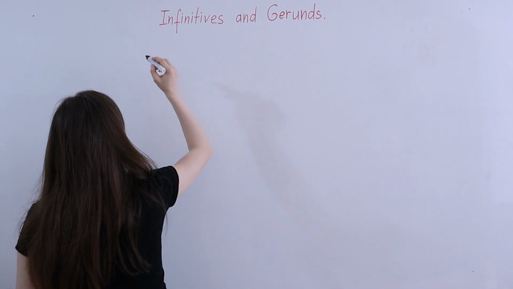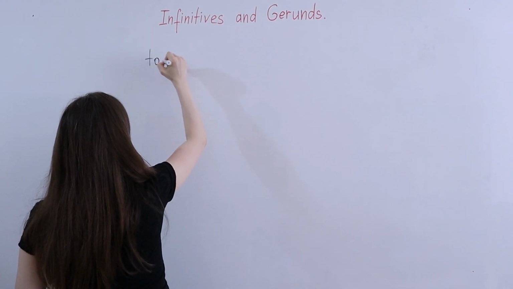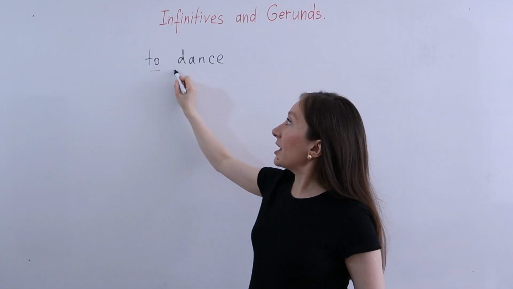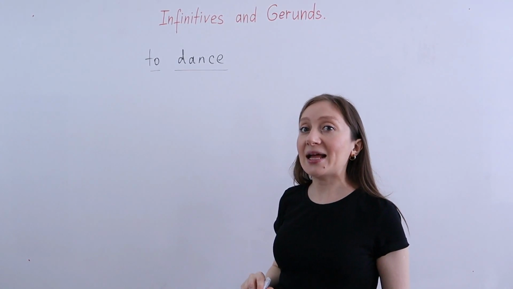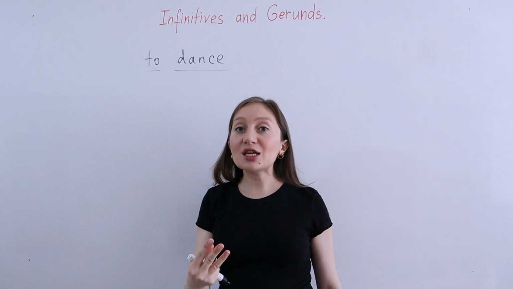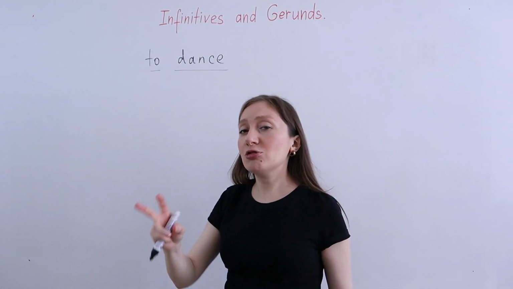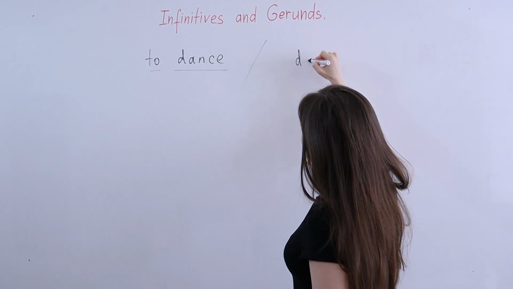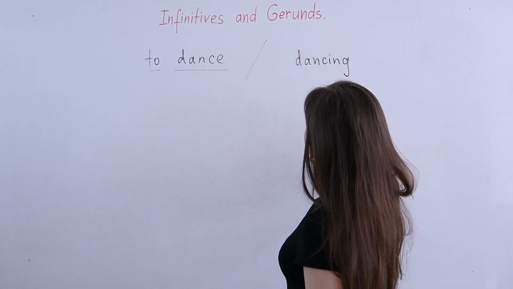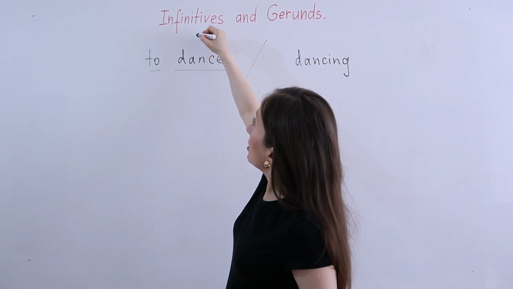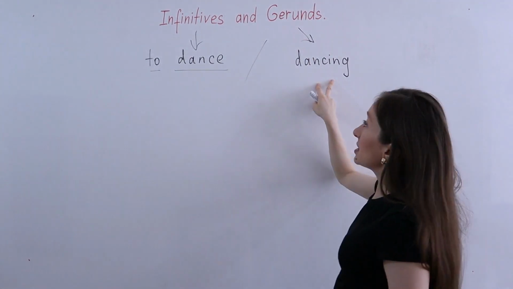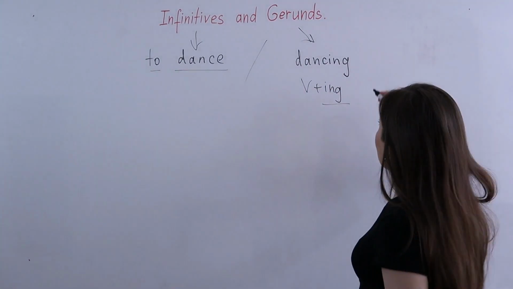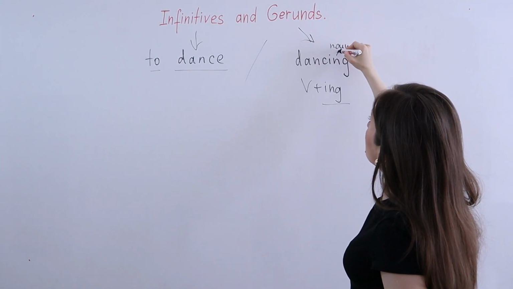For example, if I write the verb to dance, this is infinitive. We have to and the normal verb, verb 1, dance. To dance, American pronunciation. To dance, British pronunciation. And also I can say dancing. So this is gerund. This is infinitive, this is gerund. Gerund means we add ing to the main verb and it is like a noun.